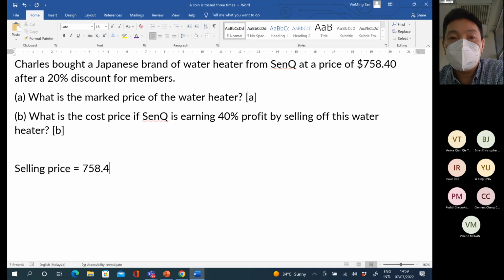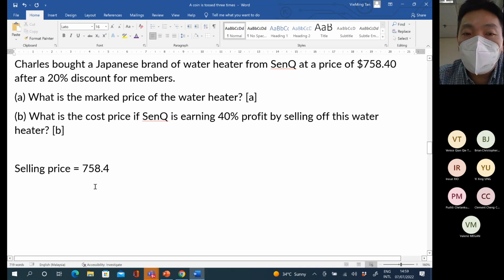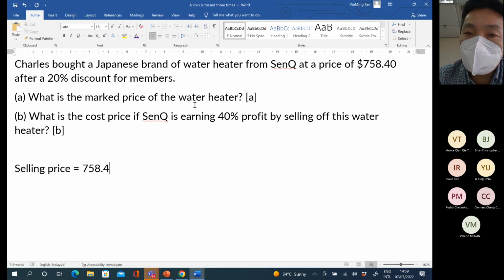758.4. Okay, and this price is the after discount price after deduction of 20%. Okay, so you get this. Okay, now the question is asking, then what is the markup price for this water heater? That means what is the original price that's supposed to be offered to Charles? Suppose what is the original price that Charles had to pay to SenQ? Okay, that is the question.